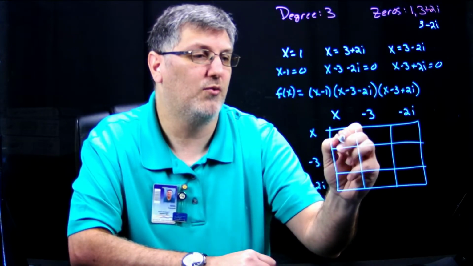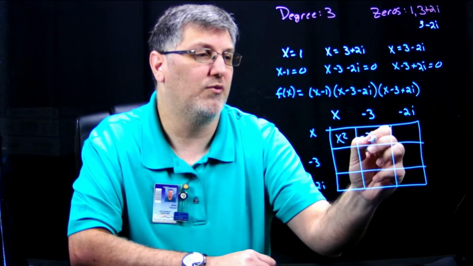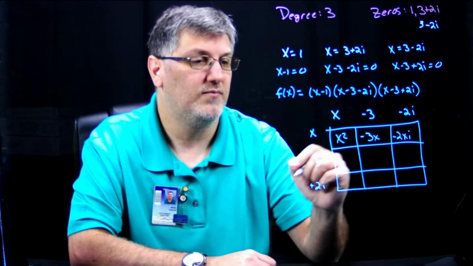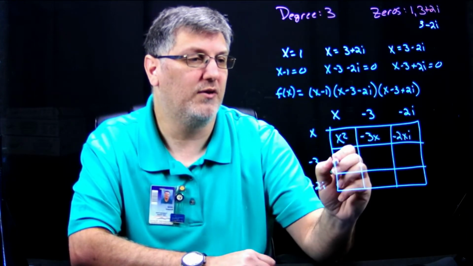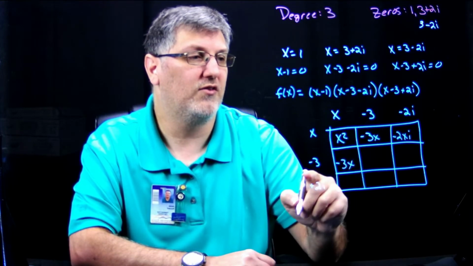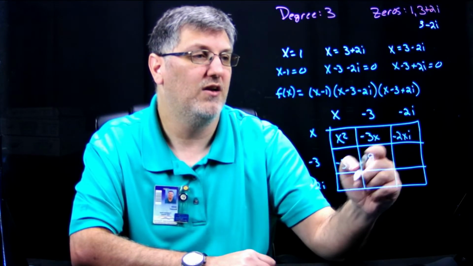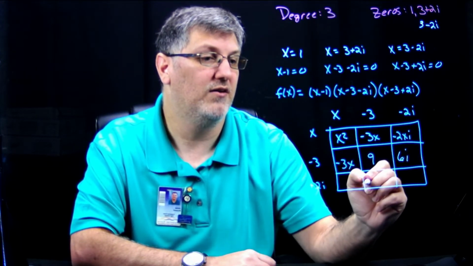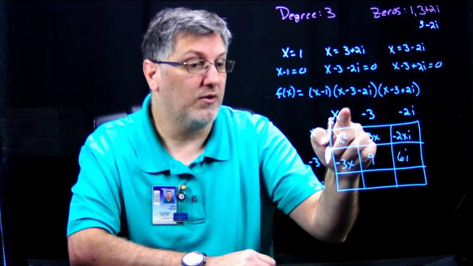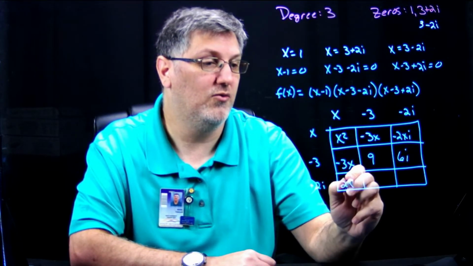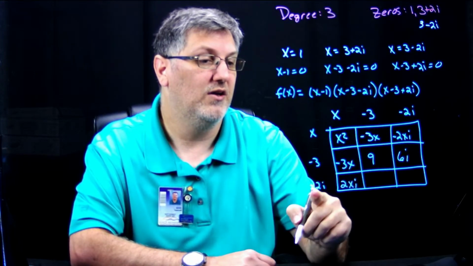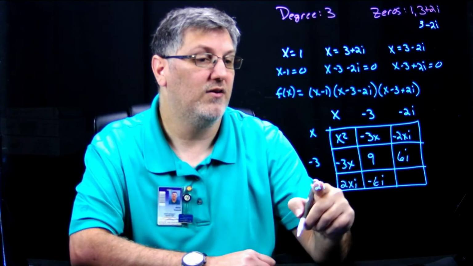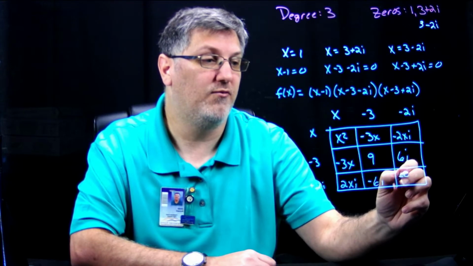X times x is x squared. Negative 3 times x is negative 3x. Negative 2i times x is negative 2xi. We're going to do x times negative 3 gives me negative 3x. Negative 3 times negative 3 gives me a 9. And negative 2i times negative 3 gives me 6i. All right, here we go. X times 2i gives me 2xi. Negative 3 times 2i gives me negative 6i. And negative 2i times 2i gives me a negative 4i squared.